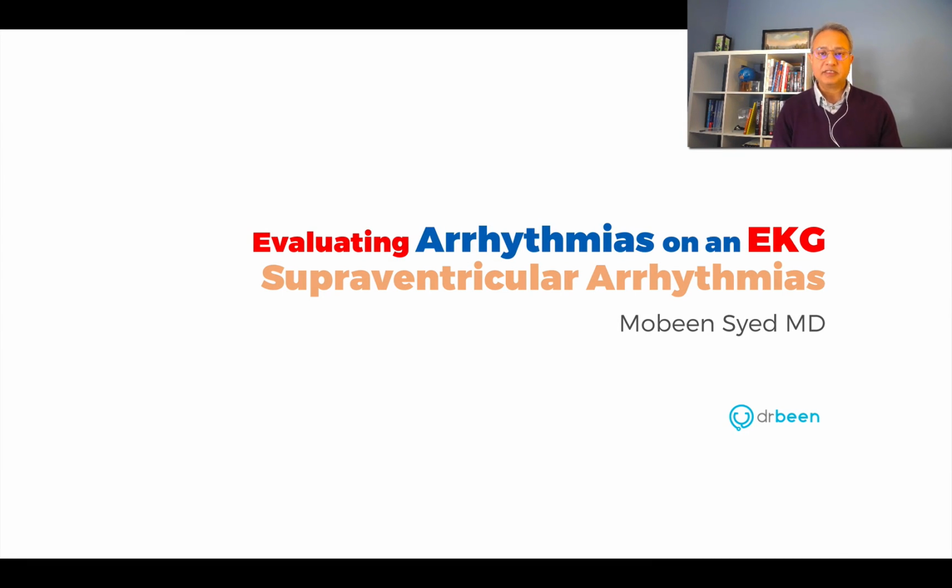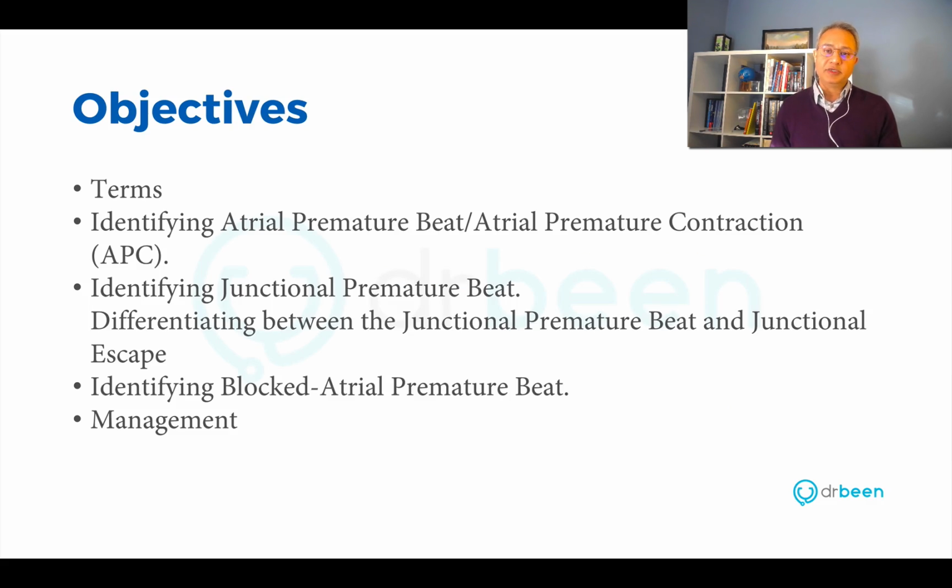The lecture today is about the supraventricular arrhythmia and especially the premature beats and how to identify them, what to do about them. So objectives are, we'll go through the terms of the supraventricular arrhythmias. We'll then talk about various types of arrhythmias that can occur and why they occur and what EKG shape difference appears because of these arrhythmias. And finally, we'll talk about management.